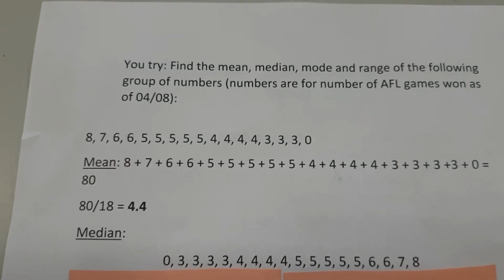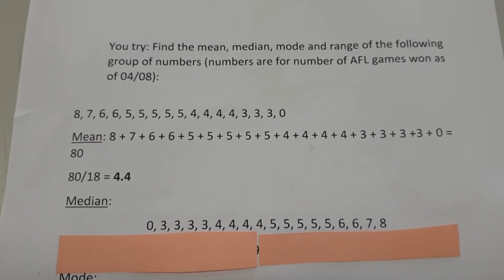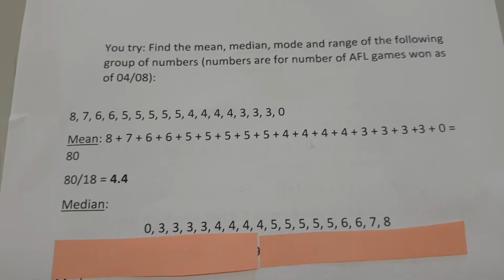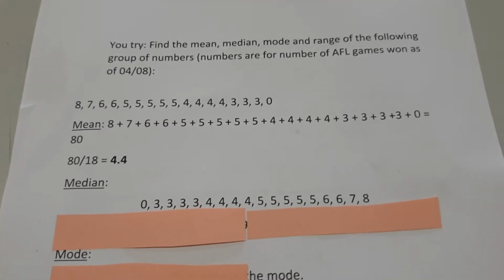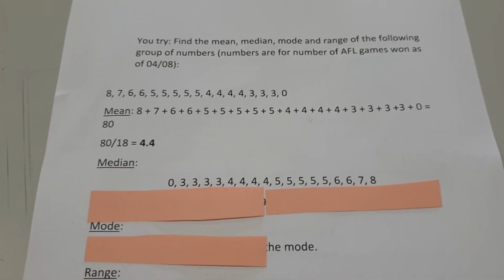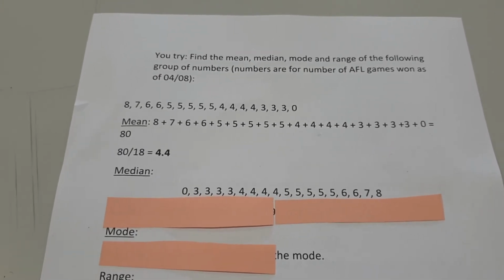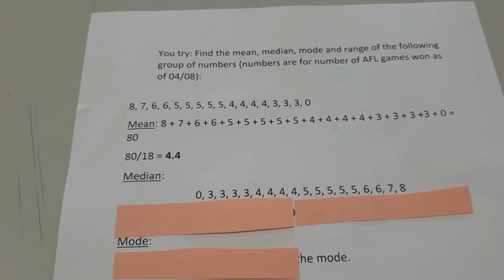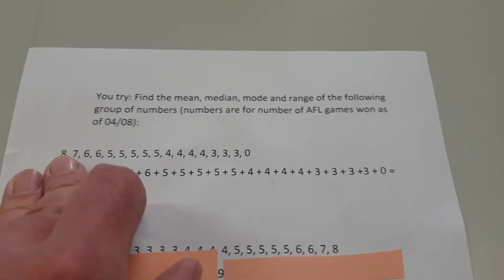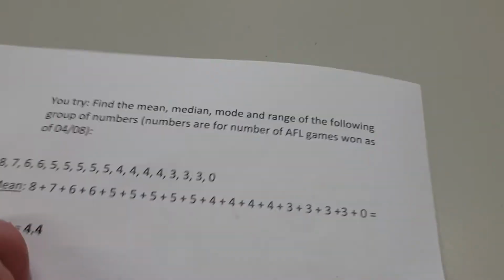So the mean, I've got it there. If we add up all of that, it comes to 80. We divide 80 by 18, meaning the mean value is 4.4. So on average, teams win 4.4 games, which obviously doesn't really make sense, but you get that with mean. Sometimes you get a decimal value. So 4.4 is the mean for the number of games won this season.